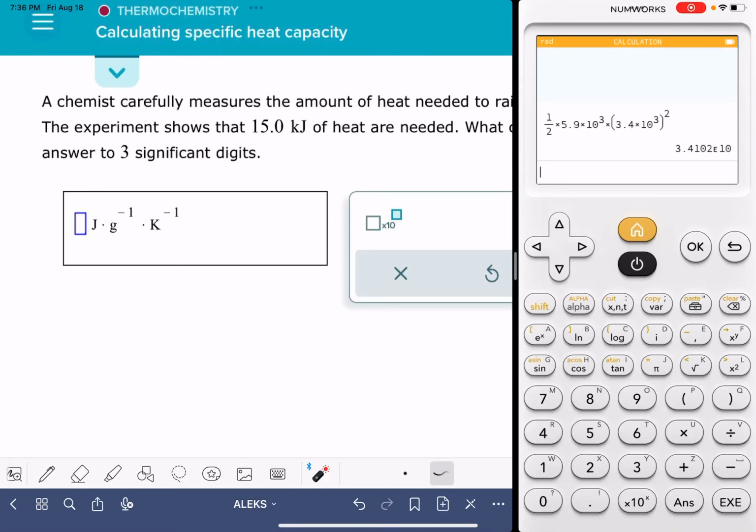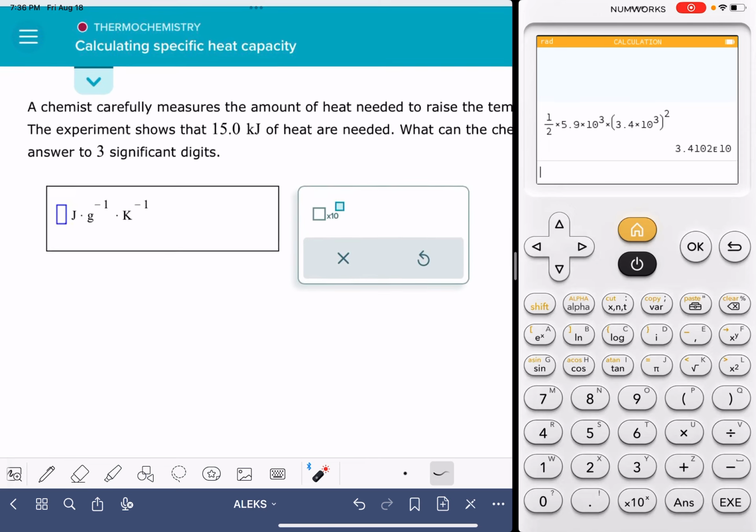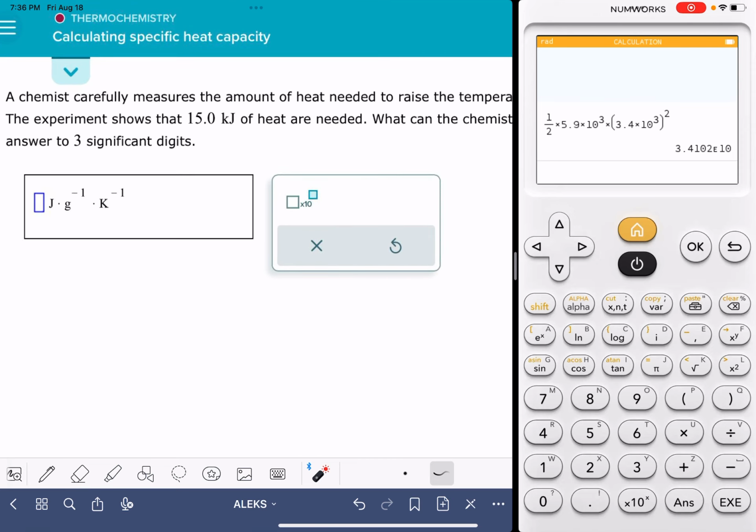In this video, I'll show you how to solve the ALEKS problem called calculating specific heat capacity. This problem is giving us all the data that we need to do a specific heat capacity calculation. And I think the trickiest part of this problem is just getting all of your variables in the right spot while you're doing the calculation.